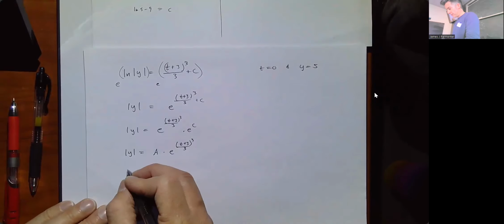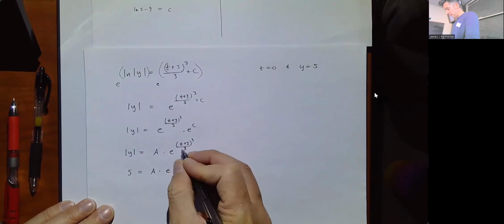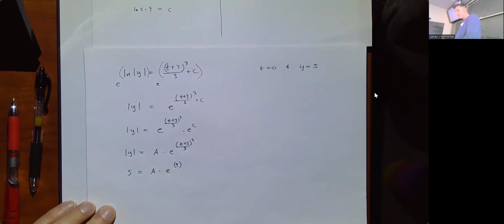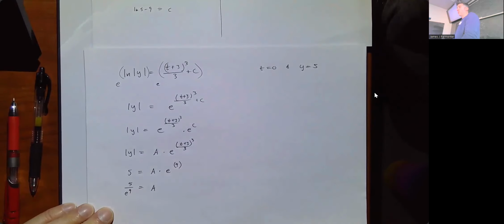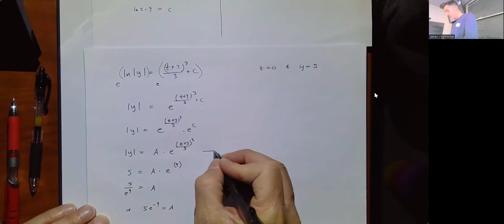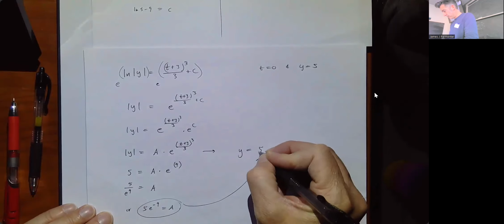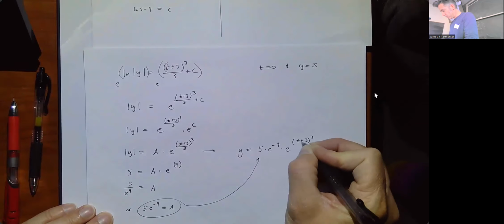So I get y being 5, absolute value of 5 is 5, and t being 0. So a times e to the 0 plus 3 is 3, 3 cubed is 27, 27 divided by 3 is 9. So I can see that a is equal to 5 divided by e to the 9th, or 5 times e to the negative 9th. And then I can go back and say, okay, great. That means my solution here is going to be that value of a, 5 times e to the negative 9th, times e to the t plus 3 cubed over 3.